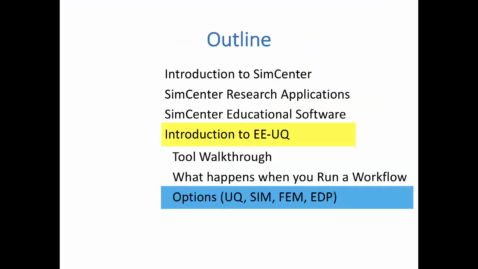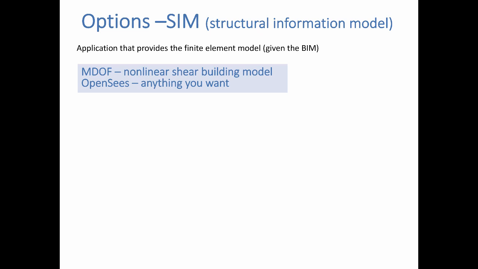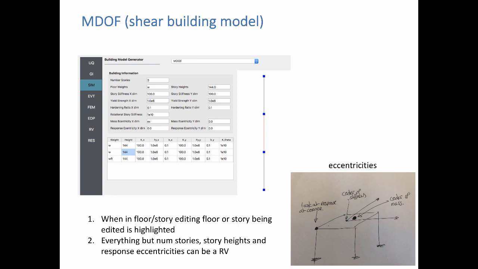So now the last part of the presentation, we're going to slowly go through the different options that are available. Let's start off with the SIM, this structural information model. This is the application that generates the structural analysis model that the finite element application will run. There are two. There's MDOF, which we've been seeing to date, and there's also this one called OpenSees, where you can specify any OpenSees model.